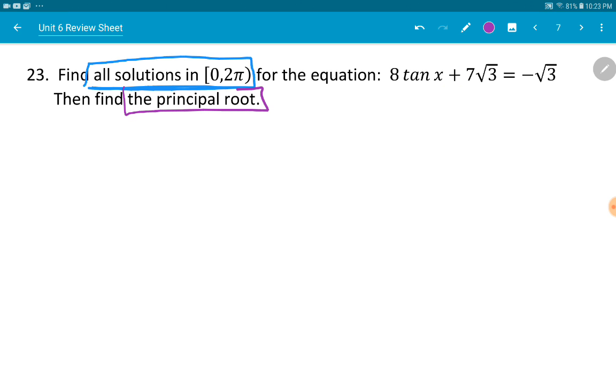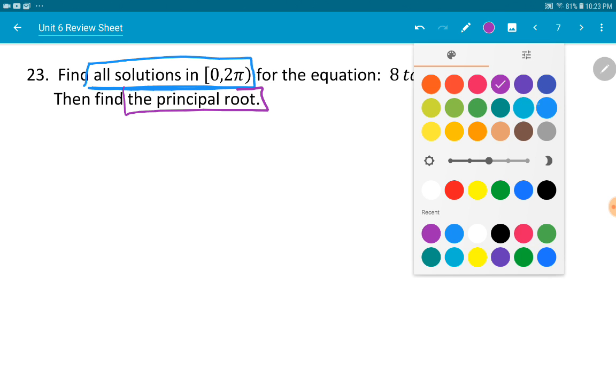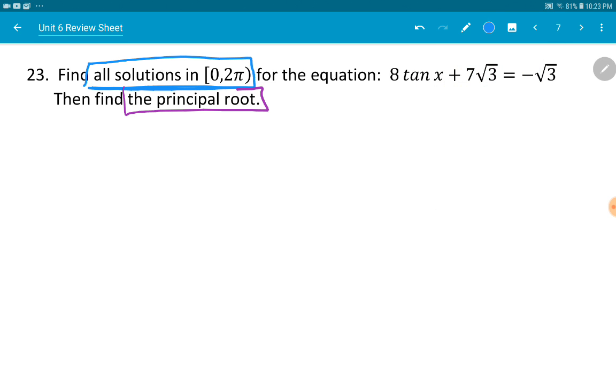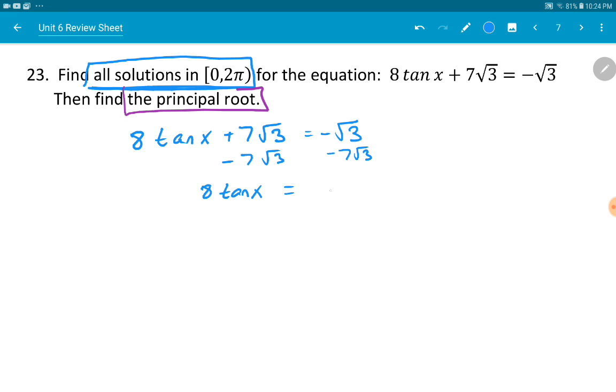The principal root's the one that's going to use only the restricted domain of our tan function that gives us a tan inverse. So let's start with all solutions in the 0 to 2 pi. I'm going to solve this equation starting with 8 tan x plus 7 radical 3 equals negative radical 3. I'm going to subtract 7 radical 3 from both sides in order to get the term with the x by itself. So on the left I get 8 tan x, and on the right I get negative 8.